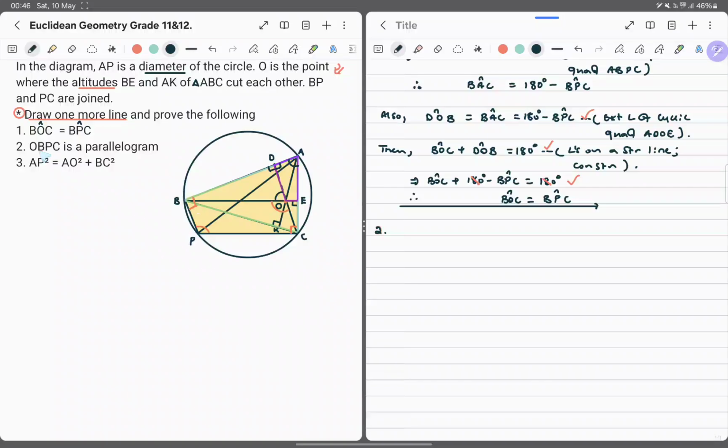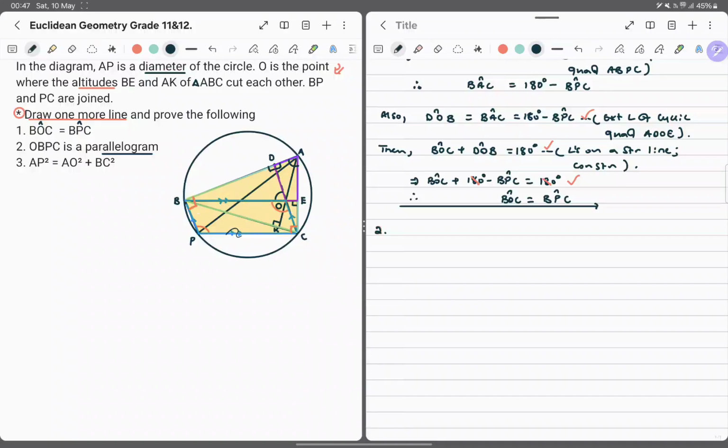Number 2 says OBPC is a parallelogram. So we need to prove that OBPC is a parallelogram. Okay, so let's see, what color can we put in there? Okay, so we're looking at our diagram. We saw that OBPC is this blue quadrilateral right here. We need to prove that it is a parallelogram.